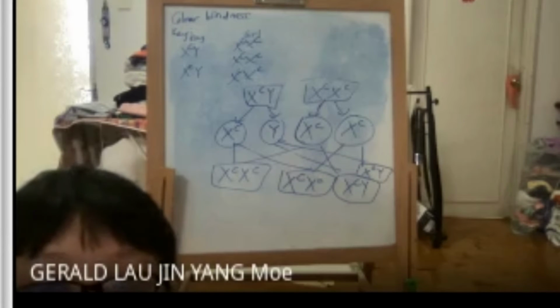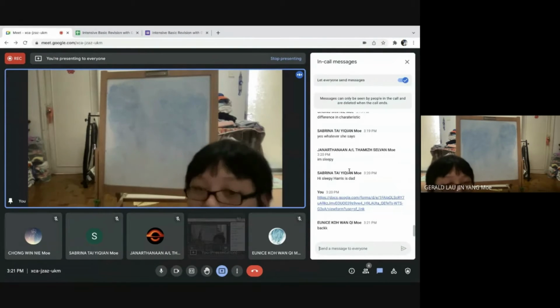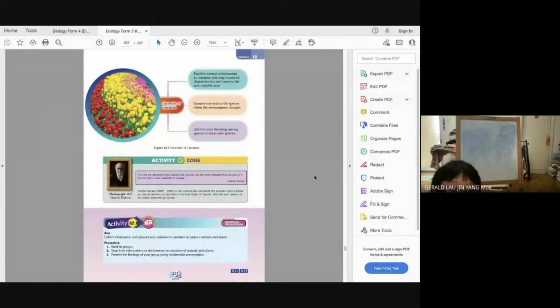Okay, that finishes chapter 11. Now chapter 12 is variation. So now let's go to variation. Basically, variation is the difference in characteristic. He is tall, he can be short, all these different varieties. Okay, so variation, we have two types. First we have to look at the necessity of variation.